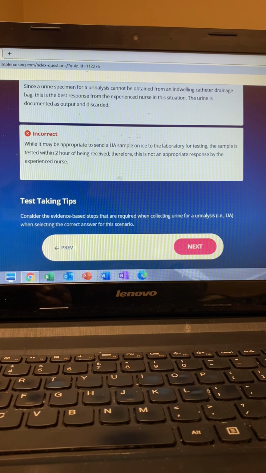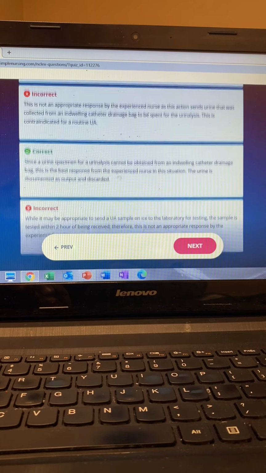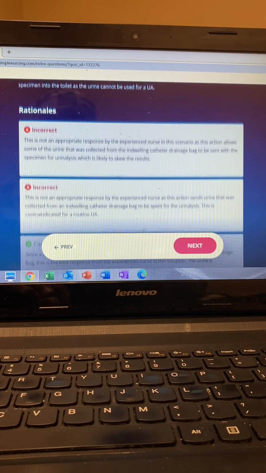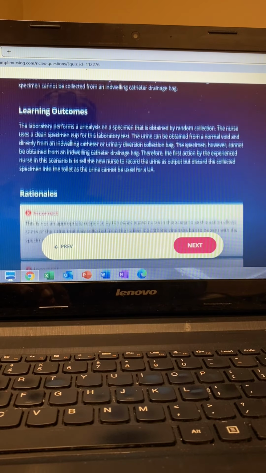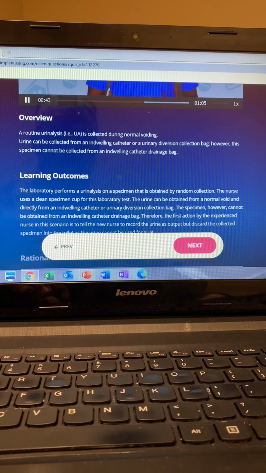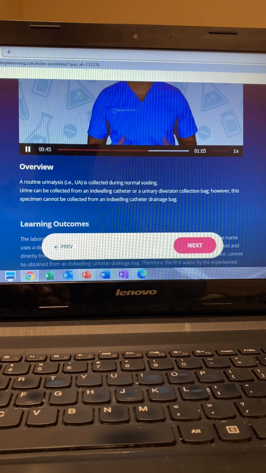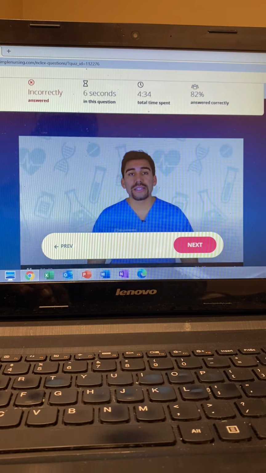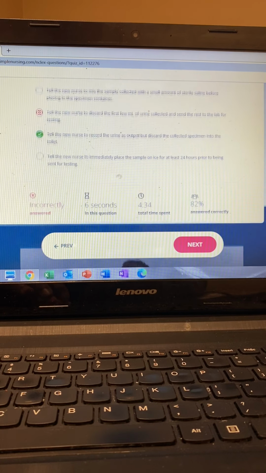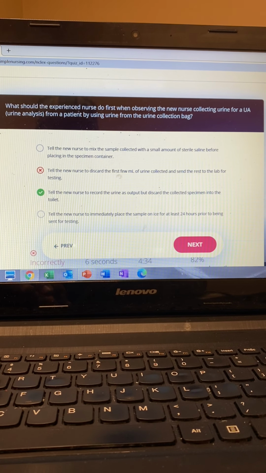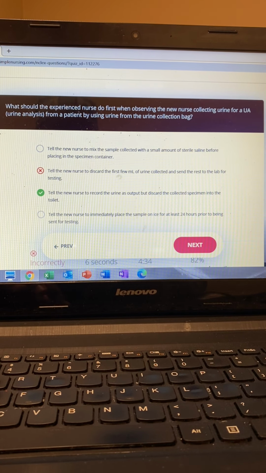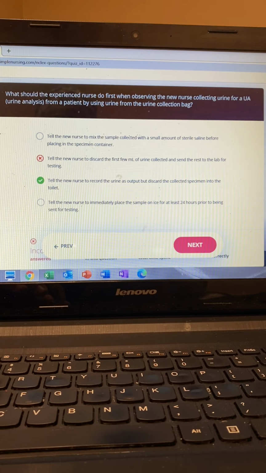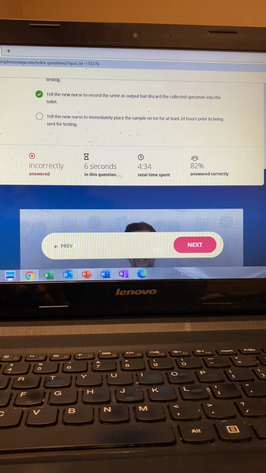So option 1 and 2 are incorrect. Guys, we never mix urine with saline or use it for a test. And option 2, you can't use that sample for a UA if it comes from a bag. So option 3, now that one's correct. You document the amount of urine, but you have to toss it because it can't be used. And option 4 is also incorrect. A sample from a bag, obviously here, can't be used.